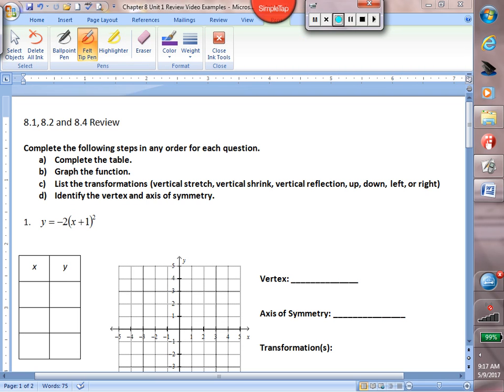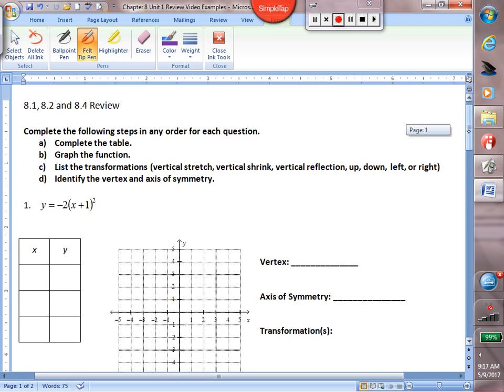In sections 8.1, 8.2, and 8.4, we focused on graphing quadratic equations in vertex form. We picked out the vertex, we picked out the axis of symmetry, we identified transformations, we'd create a table of values, and then we would graph our equation. So this is just a little refresher on how to do that. I have 3 different examples here for you.